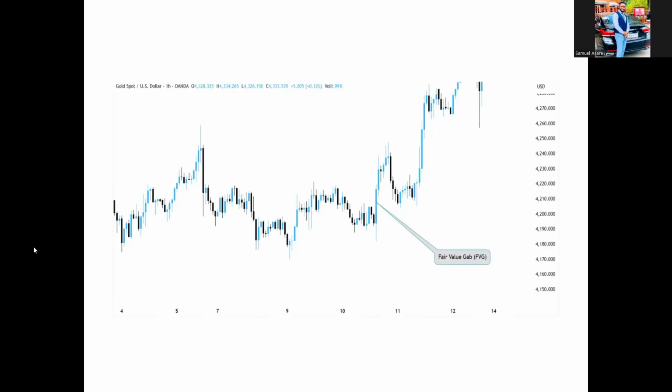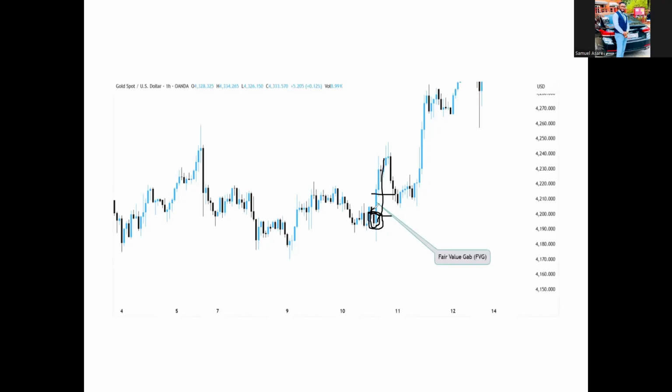So what did I say about order block? Order block is the candle, for example, if it is a bullish order block, it is the bearish candle that forms right before an impulsive bullish move. So you can see a very nice order block left here, and the fair value gap.